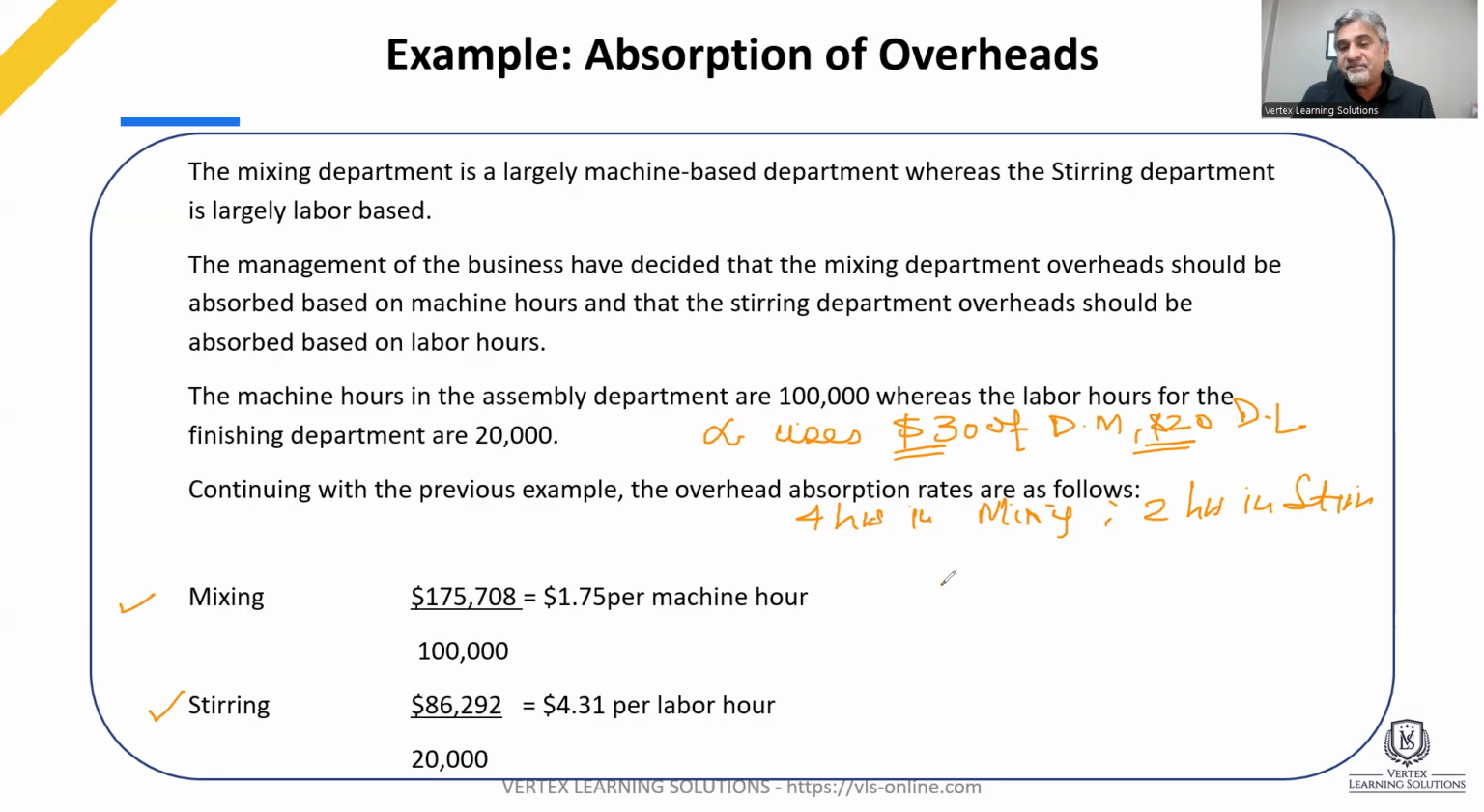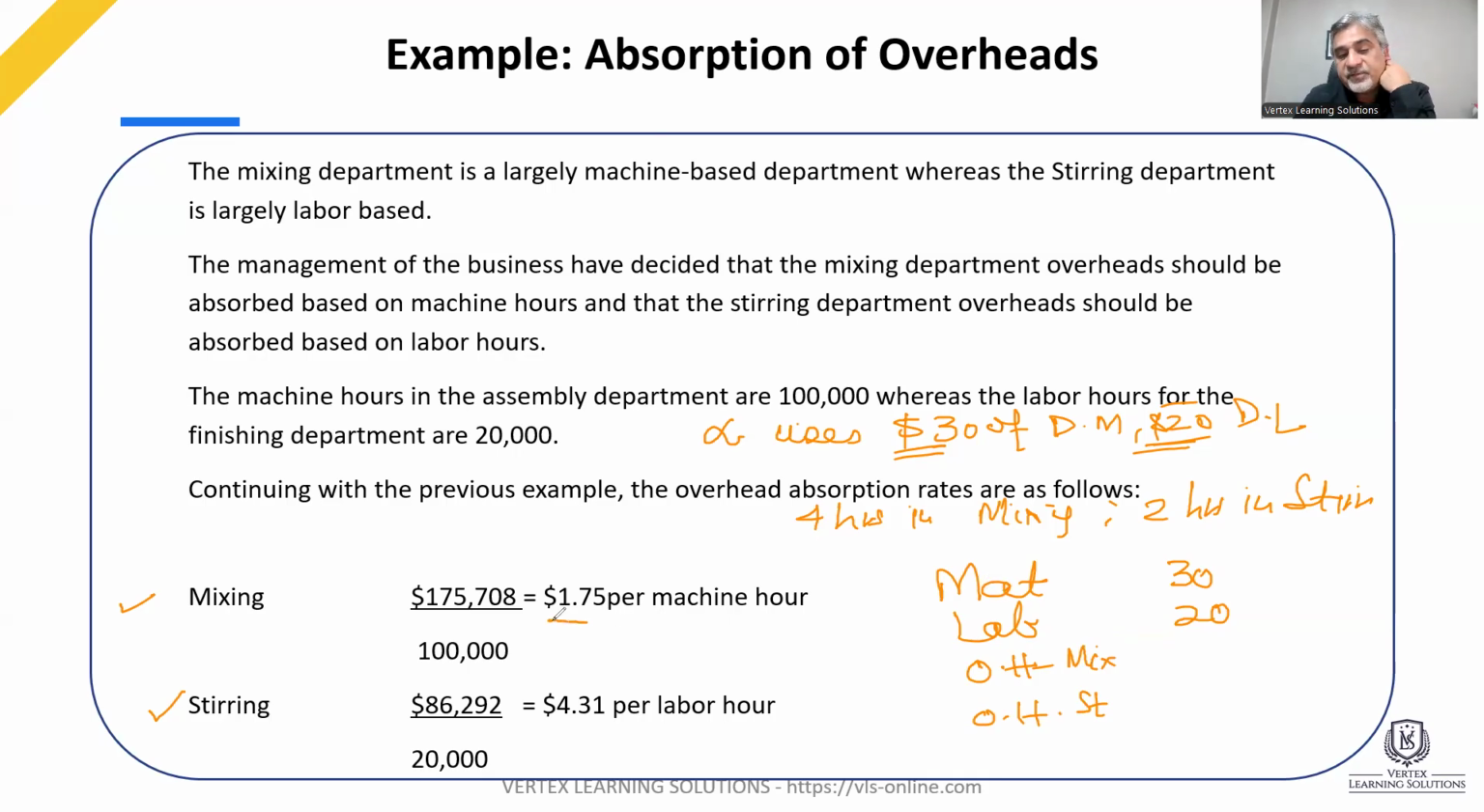So you would say, in 1 unit of Alpha, I use material, I use labor, and I use overheads. Material is given as 30, labor is given as 20, these numbers. But how much is the overhead? So overheads are coming from two sources. You will have your overheads from mixing, and you will have your overheads from the stirring department. Okay, two overheads are coming into making 1 unit of Alpha.